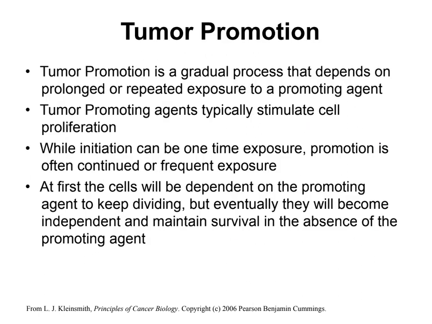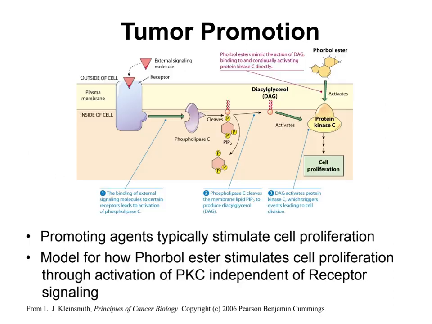When we think about tumor promotion, this is a longer time process. It's a gradual process. We have prolonged, repeated exposure to a promoting agent. And the agent typically stimulates cell proliferation. So it allows the cells to keep dividing, and that is going to allow for a situation where we can ultimately develop cancer. So as we mentioned, promoting agents typically stimulate cellular proliferation. And sometimes they do that by activating various cellular pathways that ultimately increase cellular proliferation.